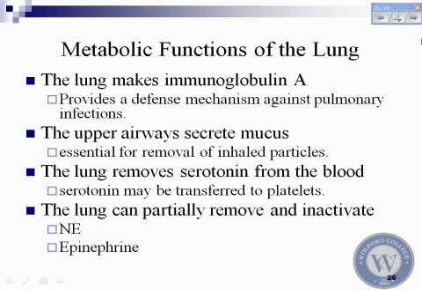The lungs also make a tremendous amount of immunoglobulin A, which provides a defense mechanism against pulmonary infections. You can see some kids come in with recurrent pneumonias all the time, and one of the things you've got to consider right then and there is that they have immunoglobulin A deficiency in production in the lung. The upper airway secretes mucus, which is essential for removal of inhaled particles, which is also part of cystic fibrosis, where these individuals cannot provide an adequate sol-level solvent layer.